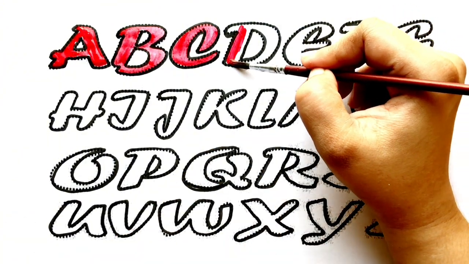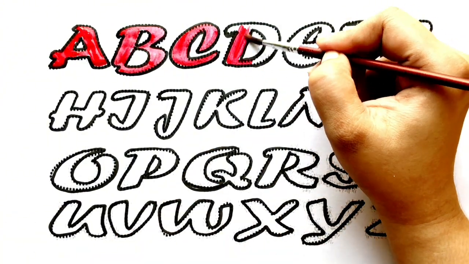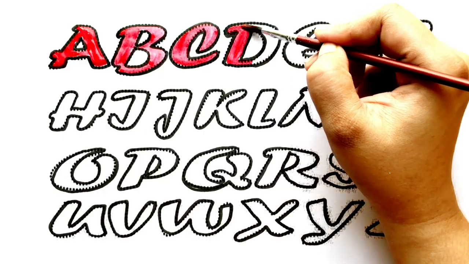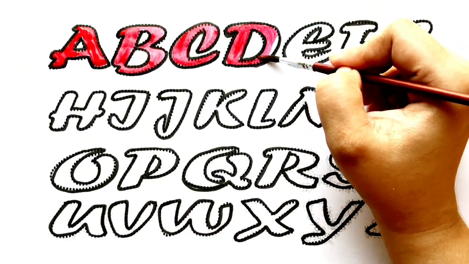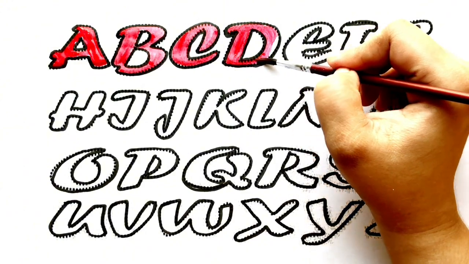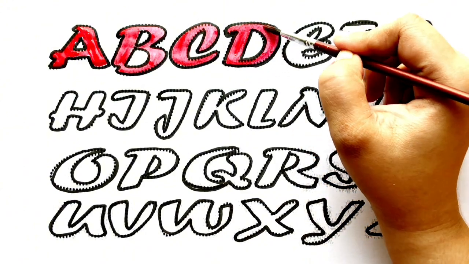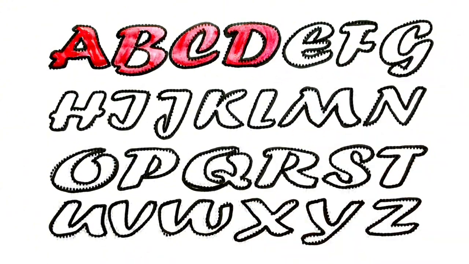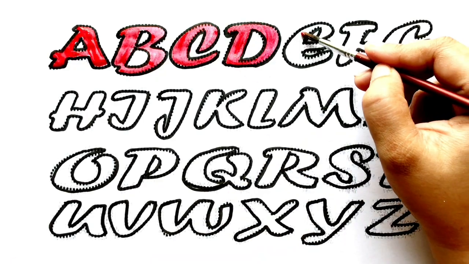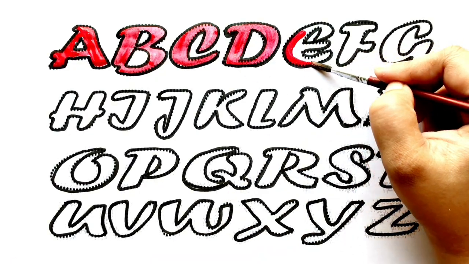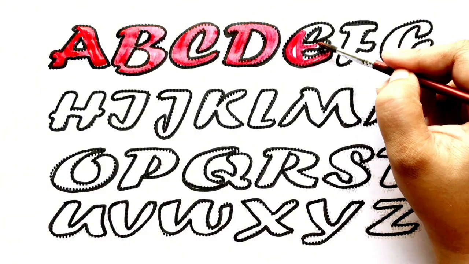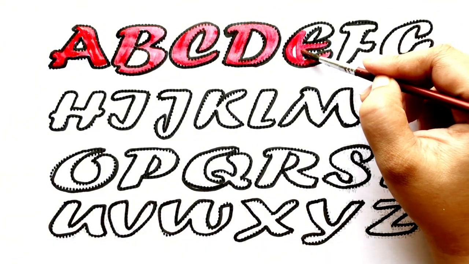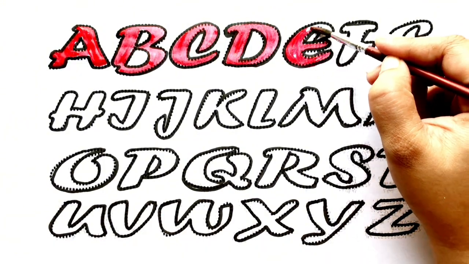A, B, C, D, E, F, G, D for dog. I, J, K, L, M, N, O, P, Q, R, S, T, U, V, W, X, Y, and Z. Now I know E for elephant. Seeds. Next time, won't you sing with me?